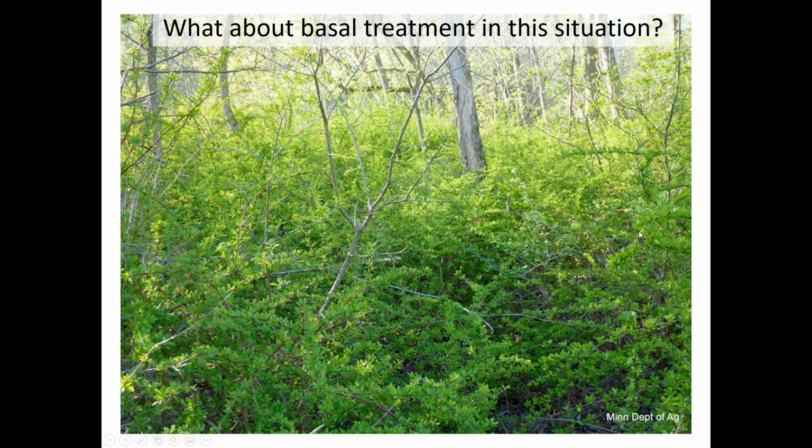Now, what about basal bark in this situation? Is this a good or a bad one? Credit the Minnesota Department of Ag for the picture here. The species, I believe, is Japanese barberry. And this is common where you have these thickets of thicket-forming invasives like that. First off, when you start digging into this, you can have a pretty high stem density of extremely small stems, making this an incredibly challenging scenario for basal bark application.